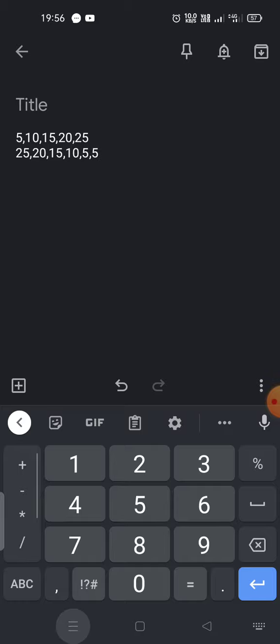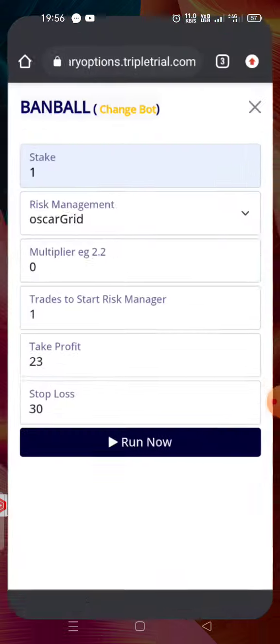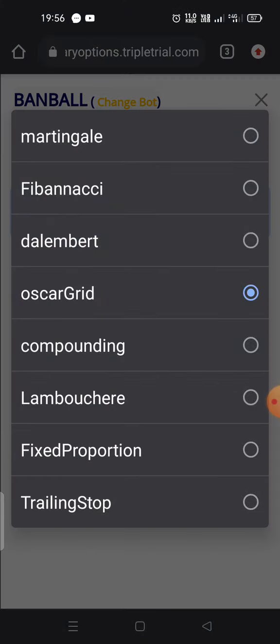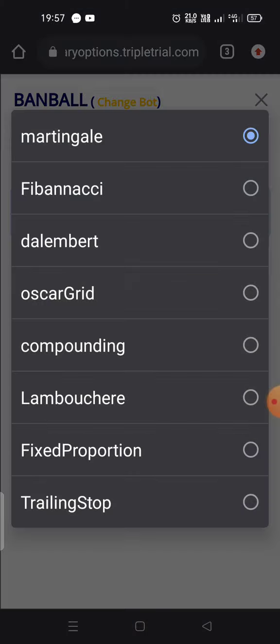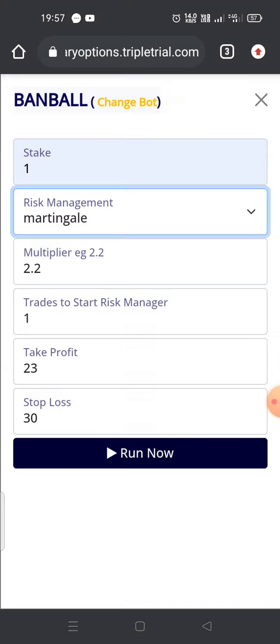Okay, let's go to the next one. Okay, I think we have talked about all of them. When you select any of these, the bot will just use that strategy. If you use Martingale, the bot will use Martingale. If you select another one, the bot will use the other one. And if you just want to maintain the stake, you can just go to Martingale and put 1.